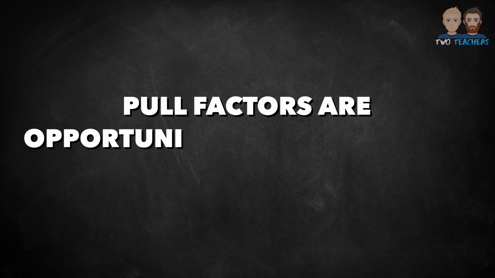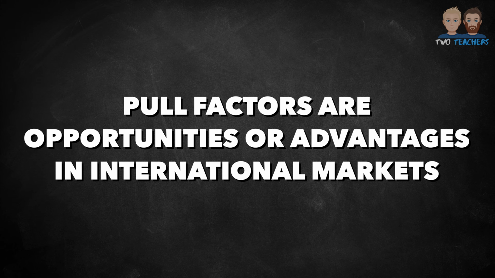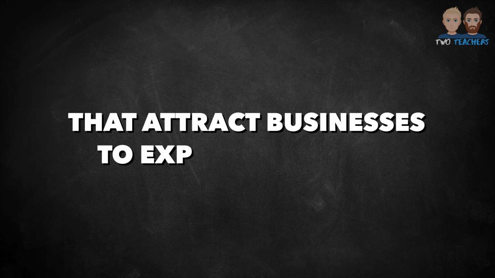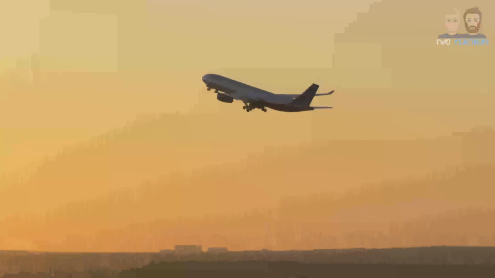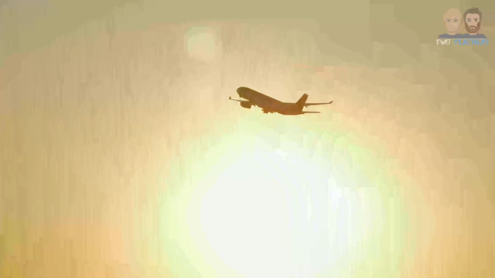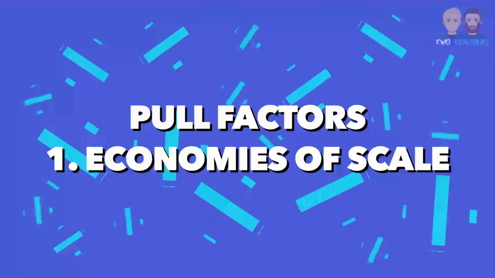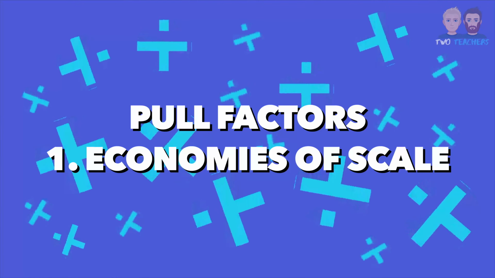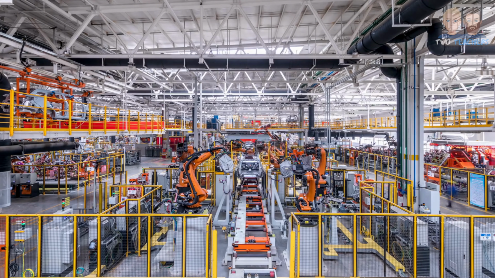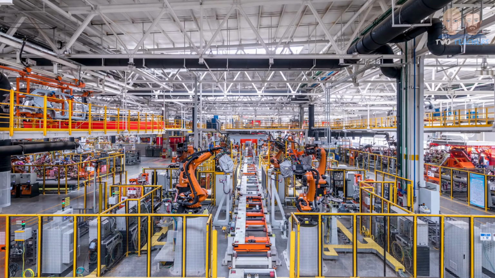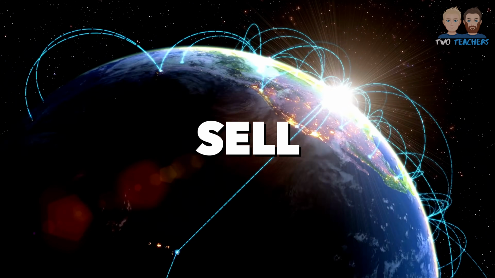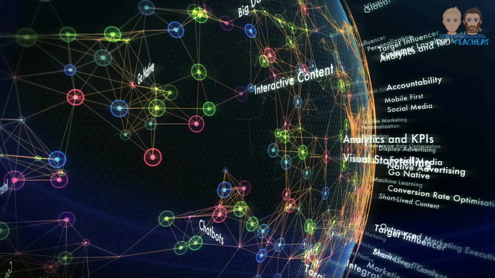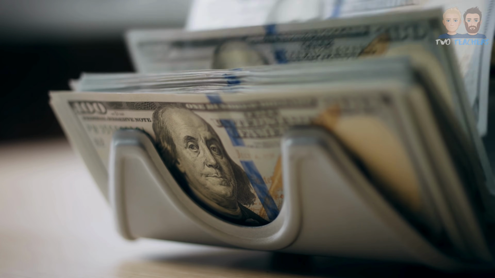Pull factors are opportunities or advantages in international markets that attract businesses to expand overseas. These pull the business into wanting to expand overseas, rather than push factors that drive a business away from their home market. One of these pull factors that may attract a business into expanding internationally is economies of scale. Economies of scale occur when businesses reduce costs by increasing production. Expanding internationally allows companies to produce and sell more, spreading fixed costs like advertising and research over a larger revenue base.